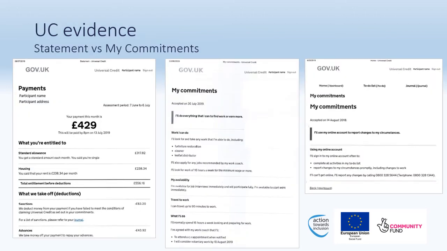We often see universal credit evidence provided for employment status, and it is always preferable to use the My Commitments page rather than a recent statement. Let's have a look at why.